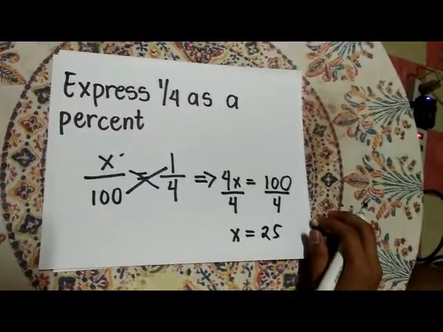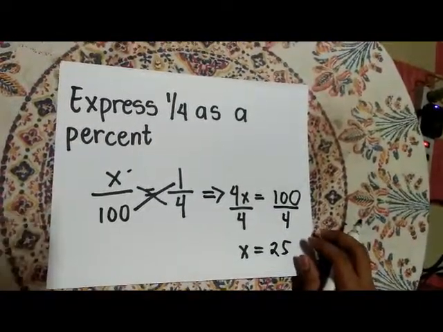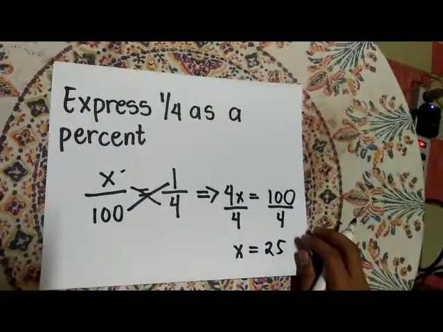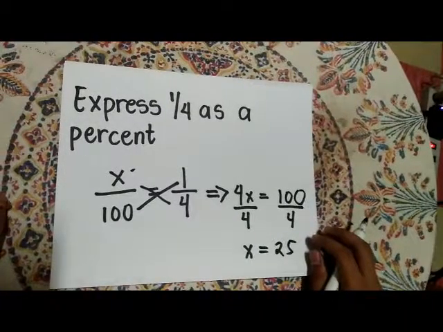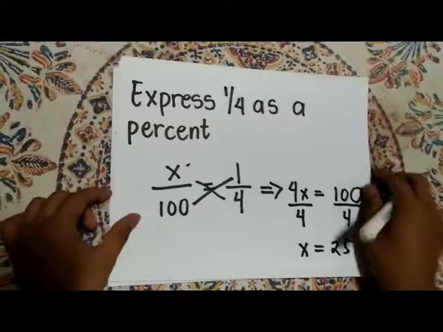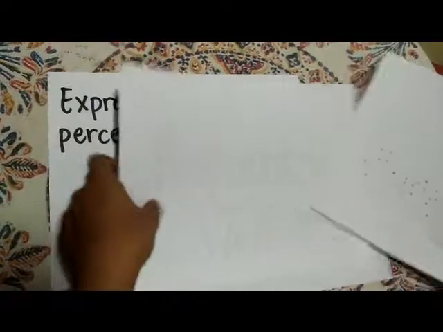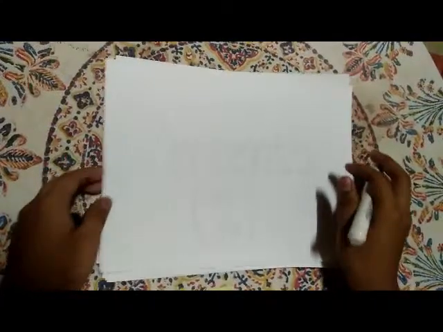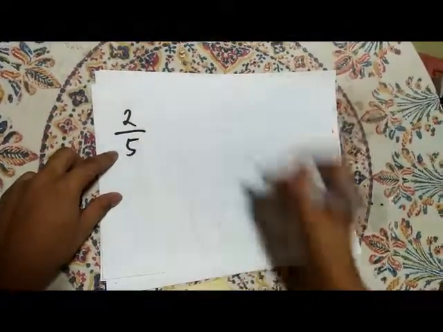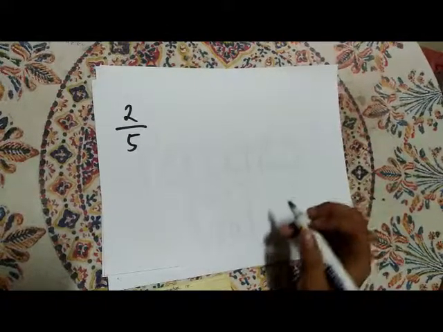There's another way of finding the equivalent percentage of a fraction or ratio. We'll just divide the numerator by the denominator, then multiply the quotient by 100. For example, express 2/5 as a percent.